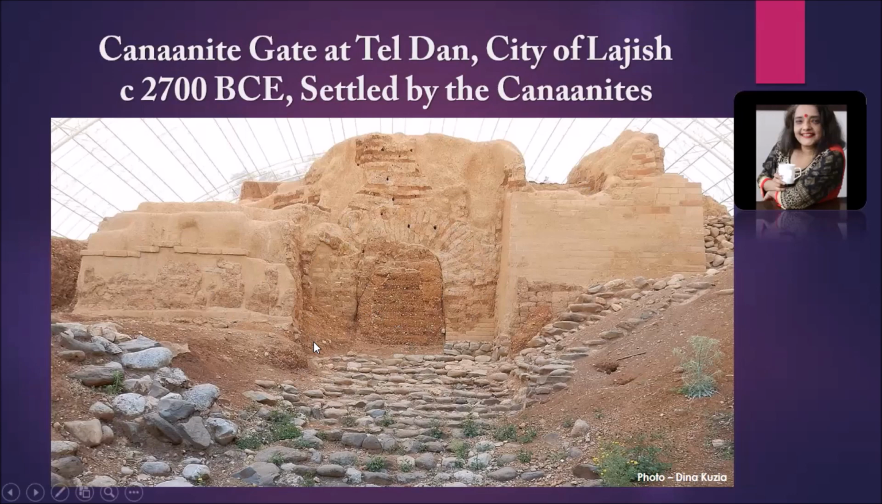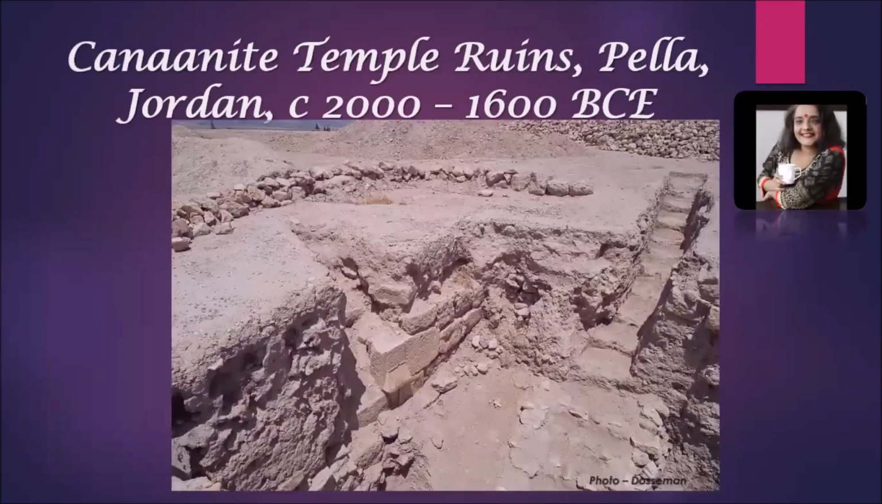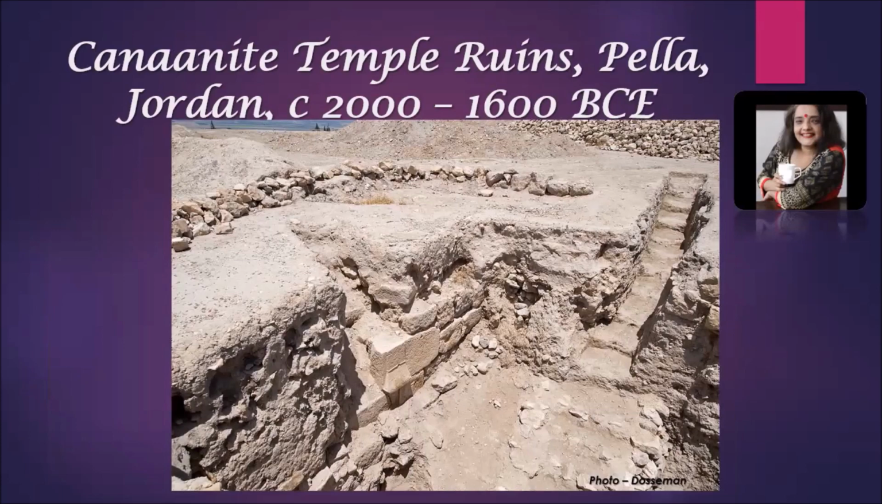So this was one of the major cities, and we are left with the ruins of the wall and the main gate. So this is one of the major architectural specimens of ancient Canaan. Apart from this, at Pella in Jordan, we have the ruins of a temple, which was a Canaanite temple.